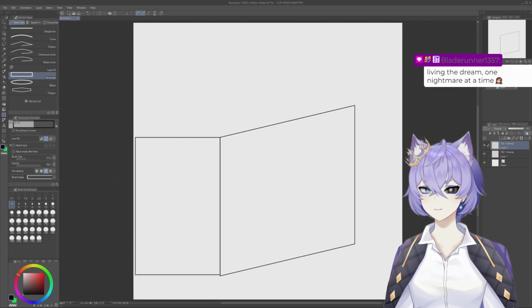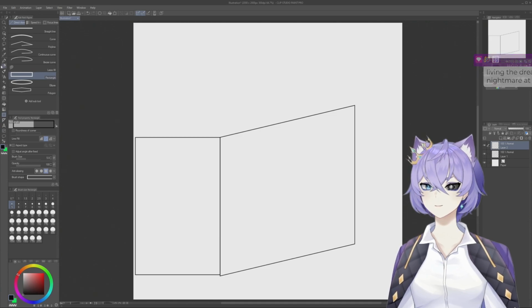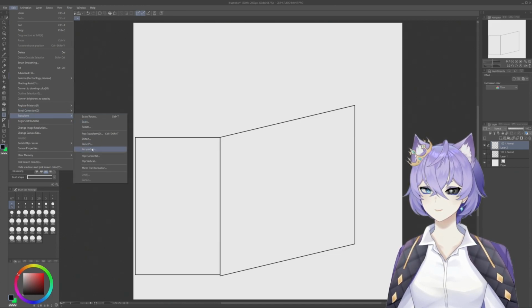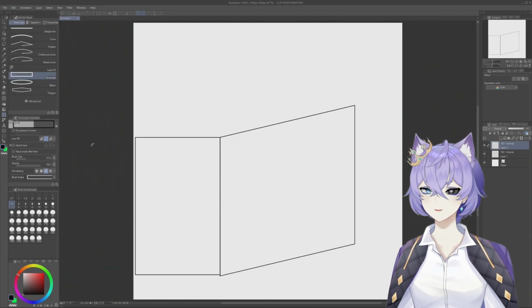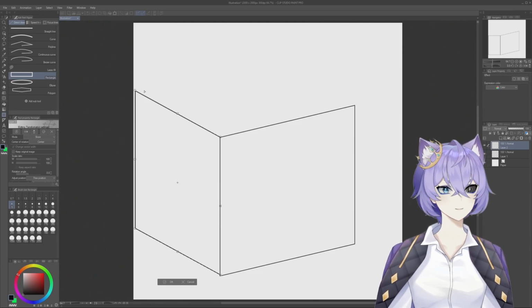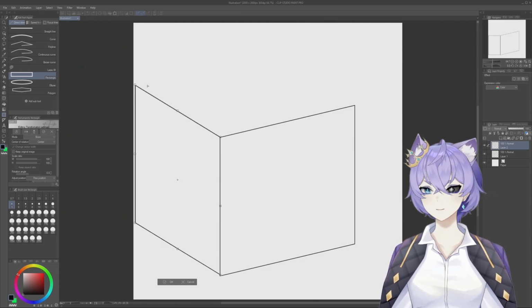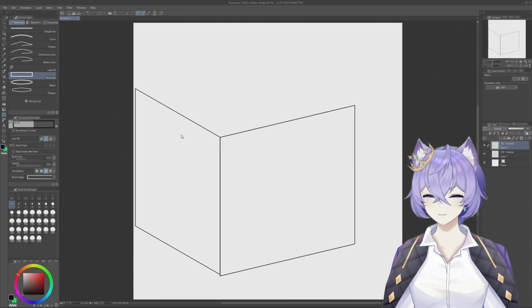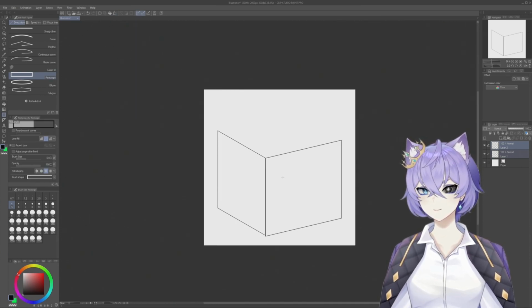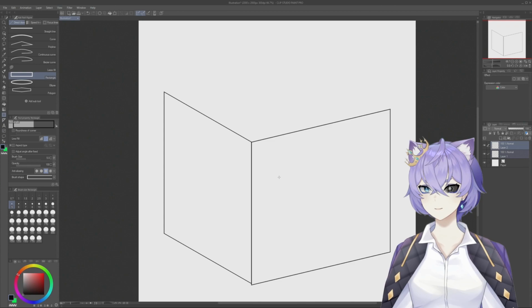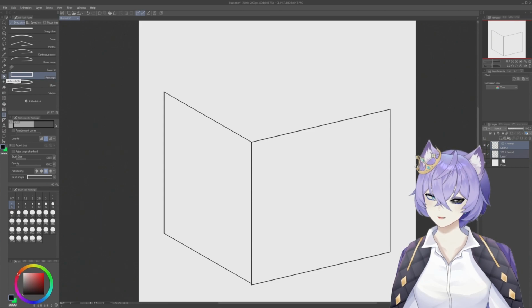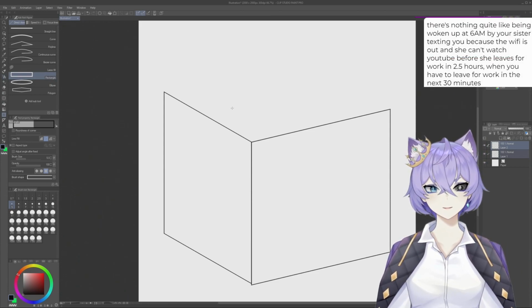Let's see. There. Transform this one. That would be skew again, I think. So if I'm right, it'd be kind of about here. And let's just move everything over this way. And then I need to create perfectly perpendicular lines.